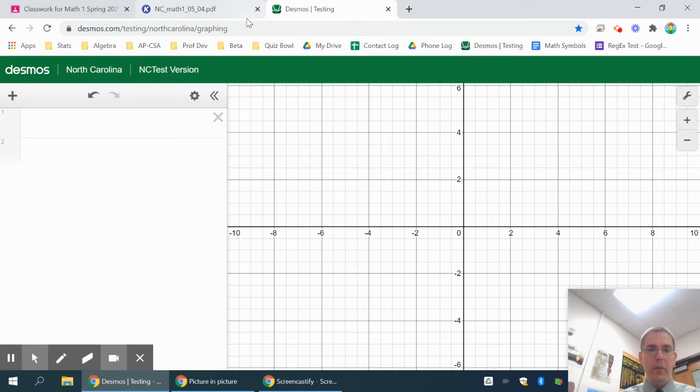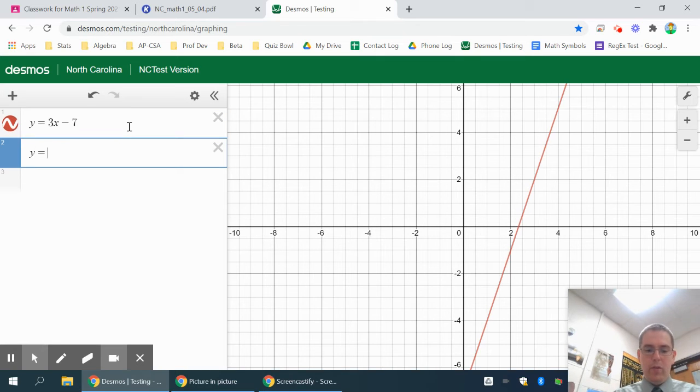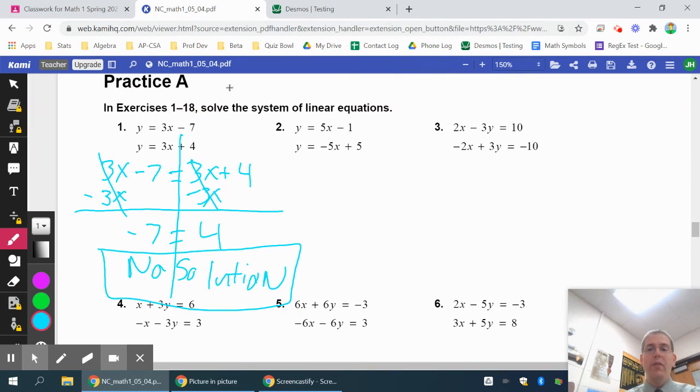And what you do in Desmos is you just type in both the equations exactly as they were given to you. So y equals 3x minus 7, I believe, and y equals 3x plus 4. Just type in both equations exactly as is, and you will see that these are parallel lines that never intersect. The solution point is the point where these lines intersect. Since these lines don't intersect, this is no solution. So hopefully that will help you on that one. I'm going to go ahead and try number 3 if we have time.